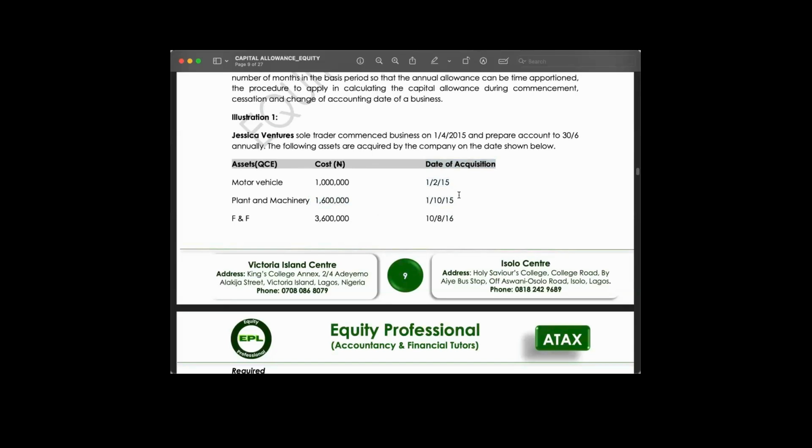10/8/2016. I have told you, under capital allowance computation, it is not the same way you calculate your depreciation. If this were to be depreciated, we would have said, okay, from 1/10/2015 to 30/6/2015, how many months is that? We would have said maybe 7 months. We will say 7/12, multiply by whatsoever depreciation method we want to use, and get our depreciation for that year. In this regard, that is not the case. And that is the essence of basis period for capital allowance. Let's go.